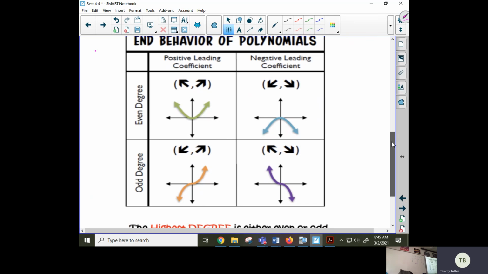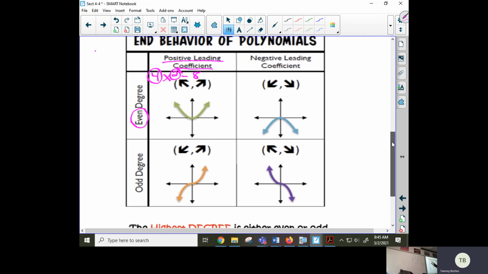So when they are asking you for end behavior of polynomials, you look at 2 things. You look at your leading coefficient, positive or negative, and you look at the degree. So you'd have a positive leading coefficient and an even degree. So let's just say it's x squared minus 8, something like that. So we look at 2 things. This is a positive leading coefficient. This is an even degree.